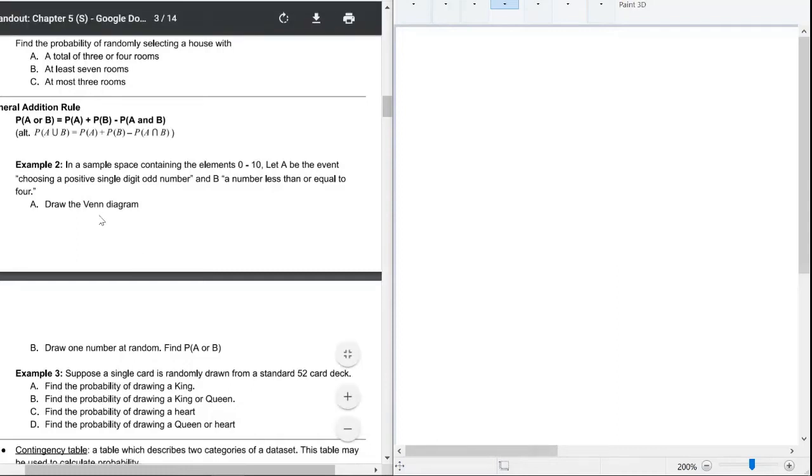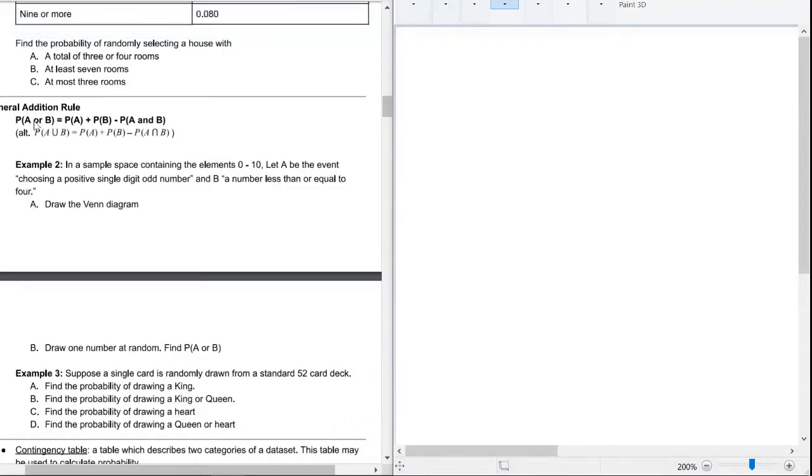So continuing on with 5.2, we have a general addition rule for the keyword or. What's going to happen is we're going to have two formulas for the keyword or. One, whenever events are disjoint, and two, whenever events overlap.